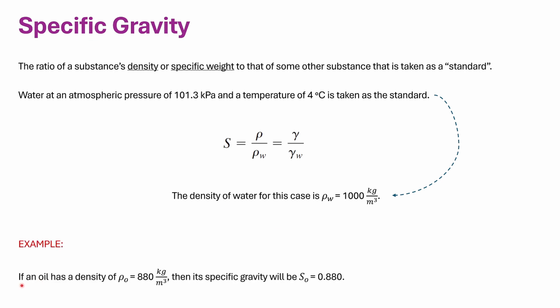Example, if an oil has a density of rho sub O, which is density of oil, equals 880 kilograms per meter cubed, then its specific gravity will be S sub O equals 0.880. So, as you can see, it's unitless because it's a ratio and we're dividing rho by rho, so it's unitless.